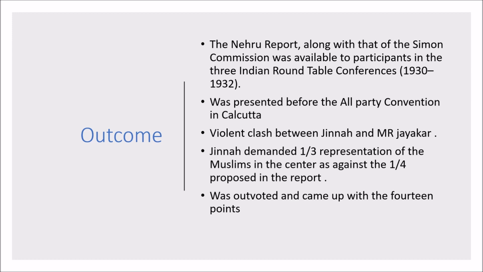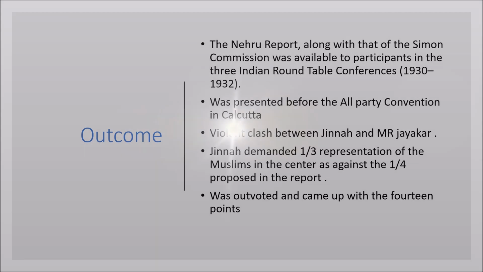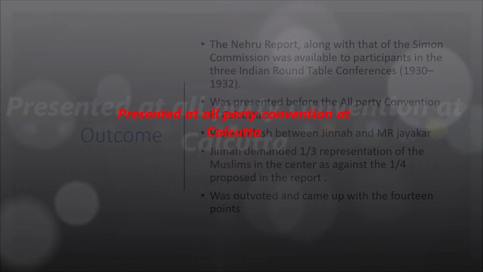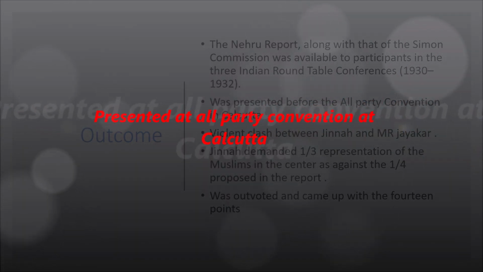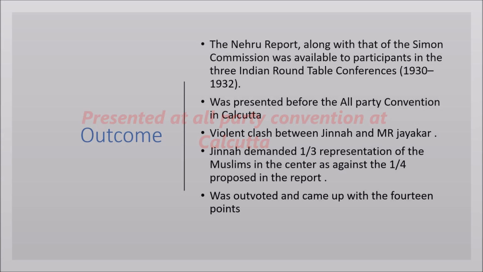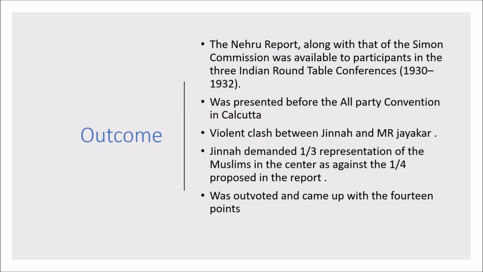This report was presented in front of the all-party convention held in Calcutta, and there was a violent clash between Jinnah, who was representing the Muslim League, and M.R. Jayakar, who put forward the Hindu Mahasabha viewpoint. Jinnah demanded that, among other things, one-third of the total seats at the center should belong to the Muslims instead of the one-fourth proposed in the Nehru Report.